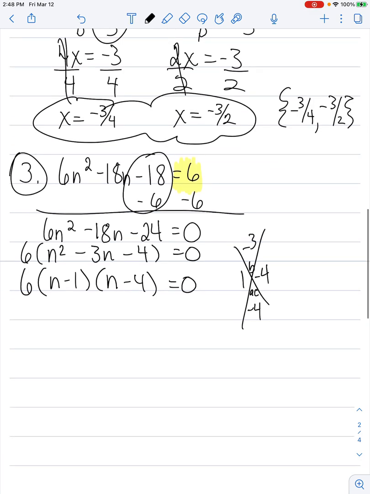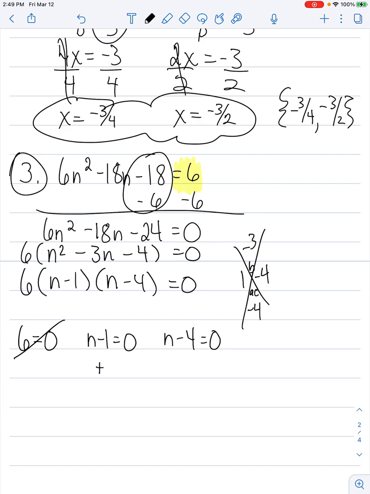And remember, we want to set each of our factors equal to 0. 6 equals 0, n minus 1 equals 0, and n minus 4 equals 0. So let's look at the first one. Can 6 ever equal 0? No. So that is not going to be a solution. It doesn't work, doesn't make sense.